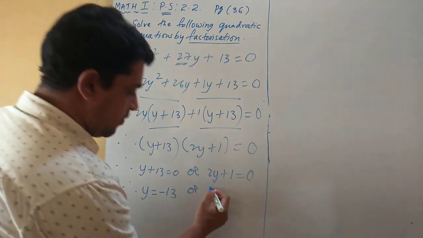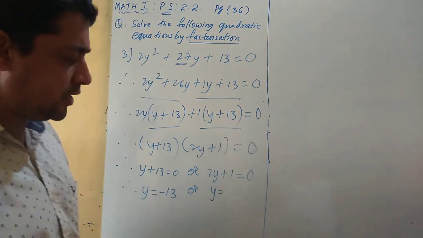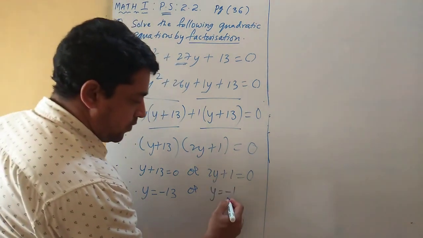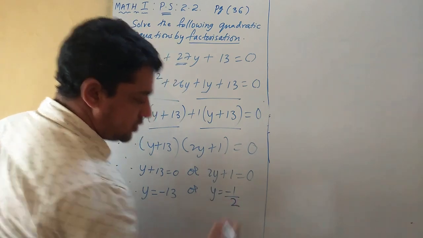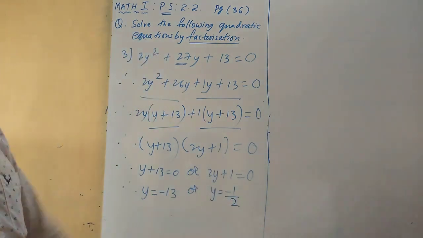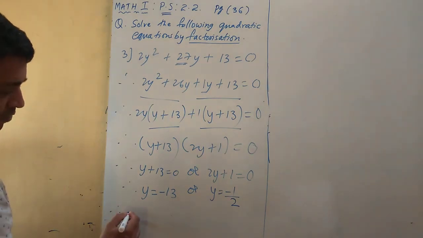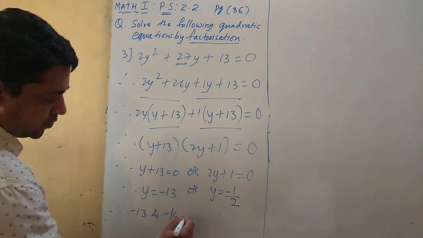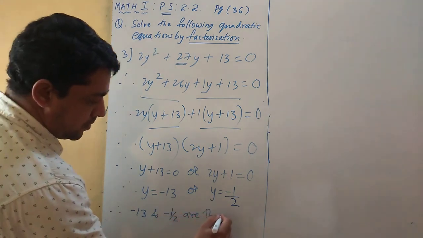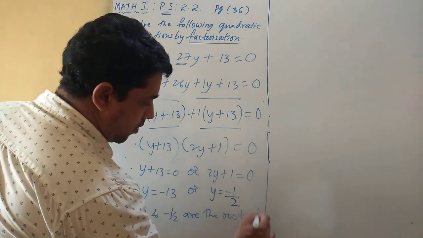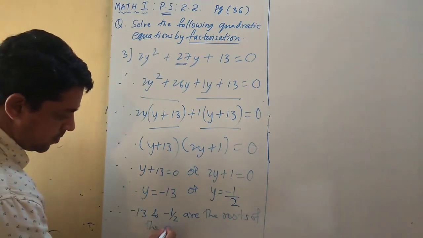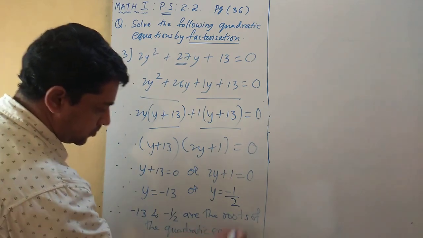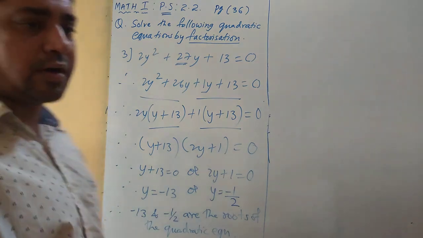You can write it like y is equal to, plus minus will go to the right hand side, negative sign, okay, that is minus 1, and 2 will go down, so it's assigned to the denominator, that's the rule. So your solution is therefore minus 13 and minus 1 upon 2 are the roots of the quadratic equation. Okay, so we have completed the third sum.